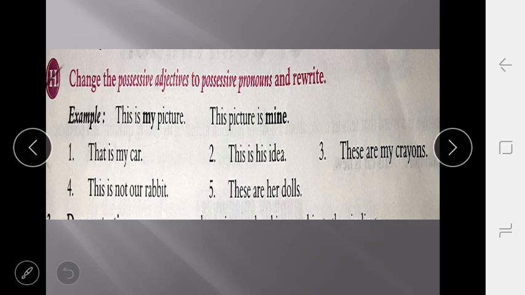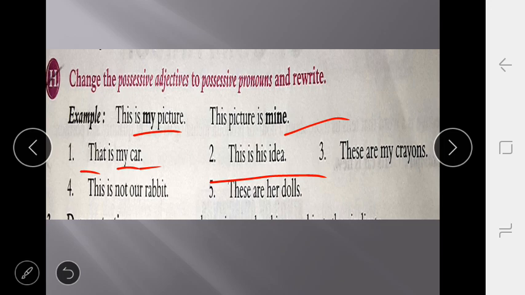Firstly, look at the example. This is my picture. Here the answer will be this picture is mine. We changed my into mine. In the first sentence, that is my car. The answer will be that car is mine. In the second sentence, this is his idea. This idea is his. There will be no change in his. The spelling will be the same.